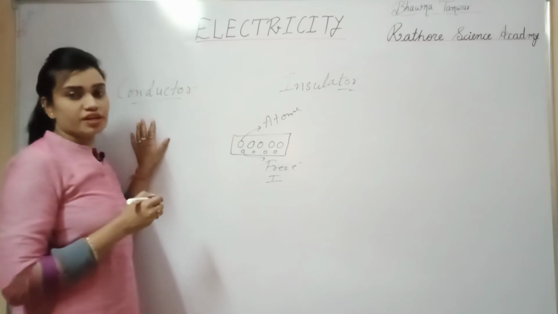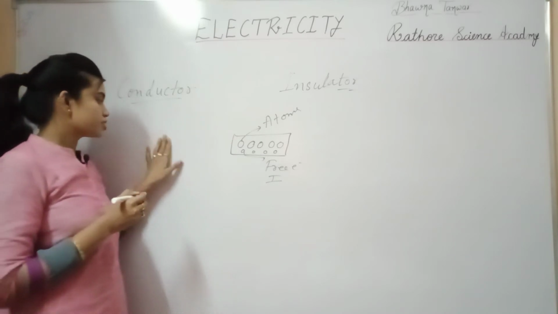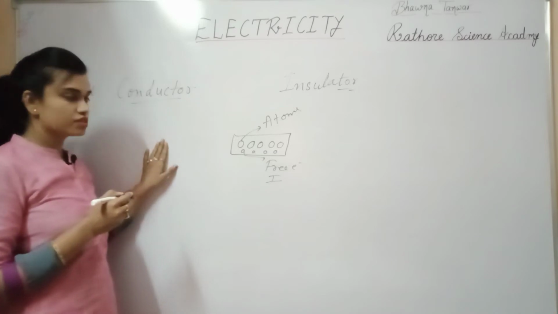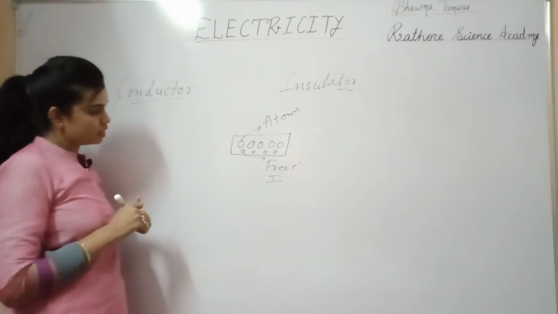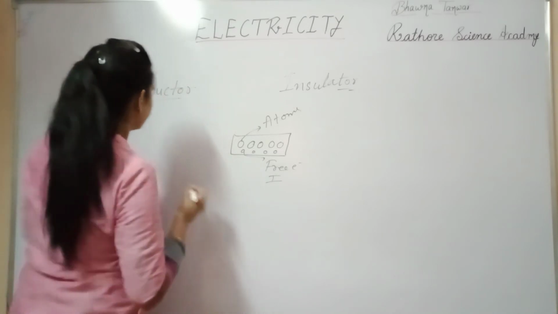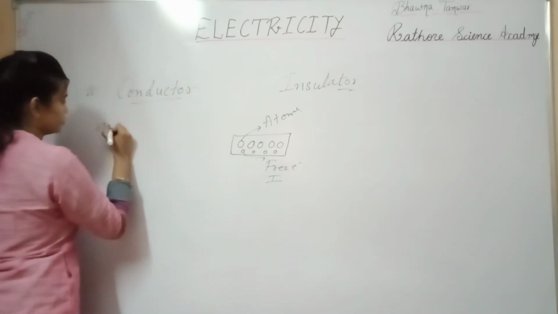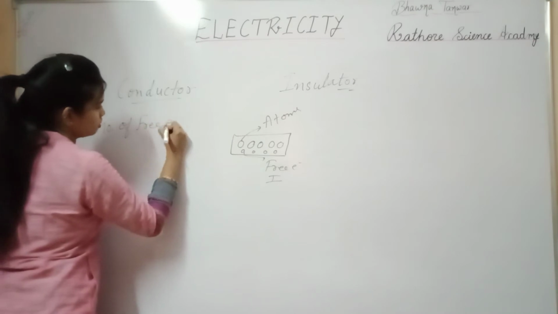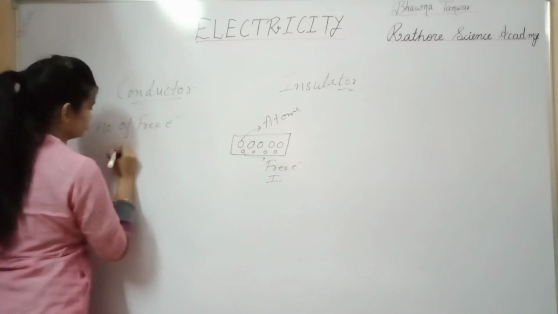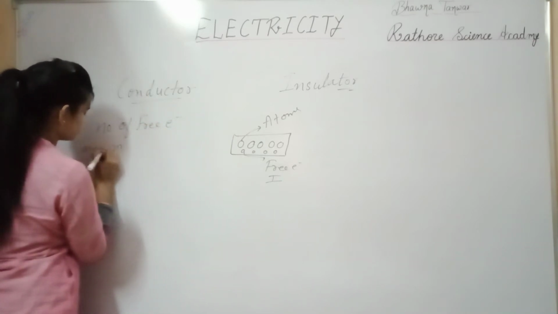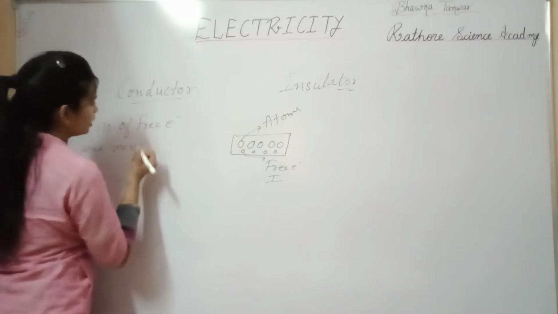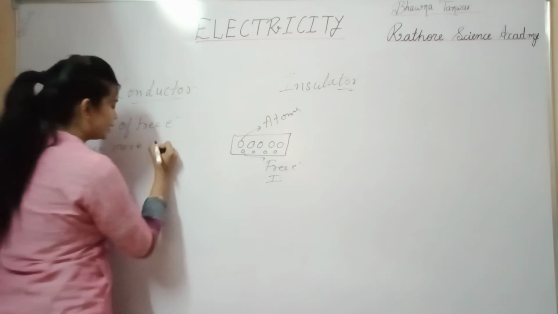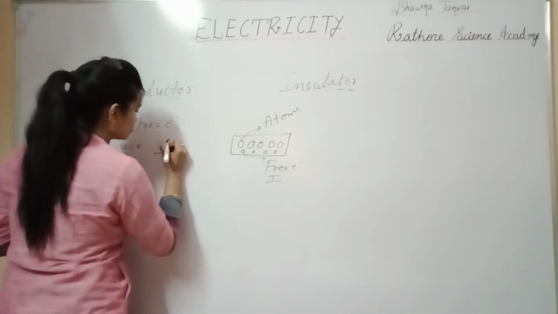In the case of conductors, or you can say in the case of metals, copper, silver, the number of free electrons is high. The number of free electrons is more. And if the number of free electrons is more, then the current will be more.